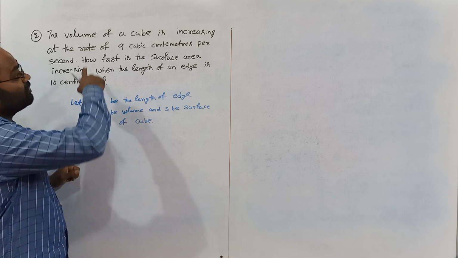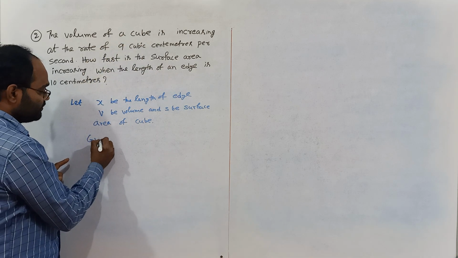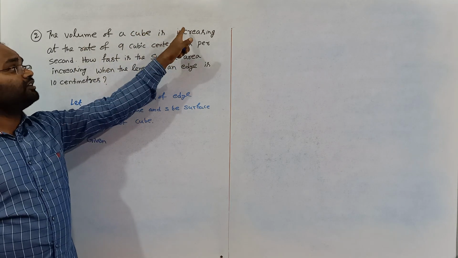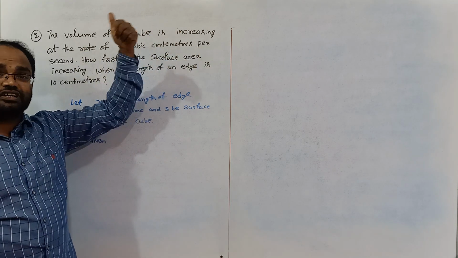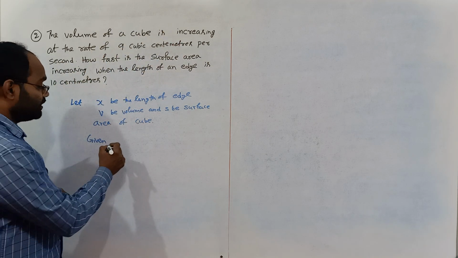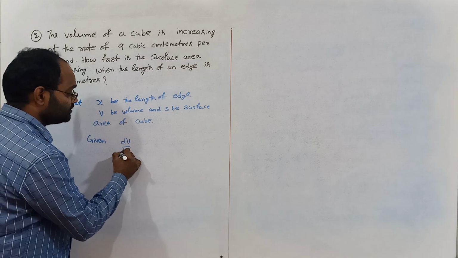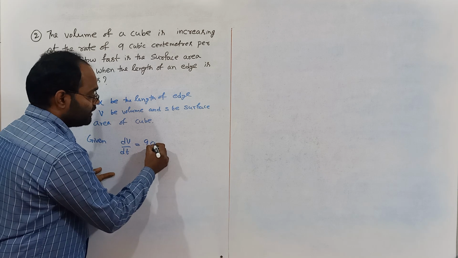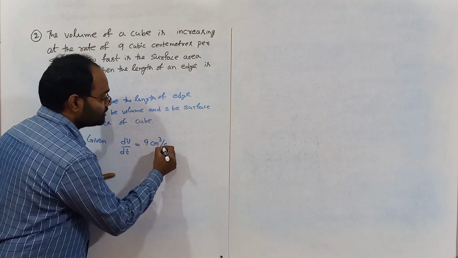Now let us consider what they have given. The volume is increasing at the rate of, and increasing means we take plus, decreasing means we take minus. So volume is increasing, changing with respect to time, at the rate of 9 centimeter cube per second.